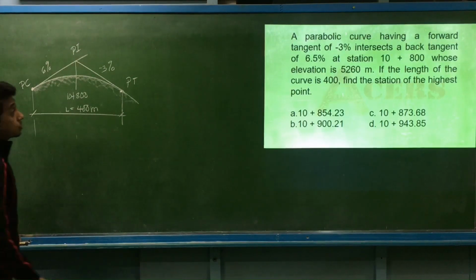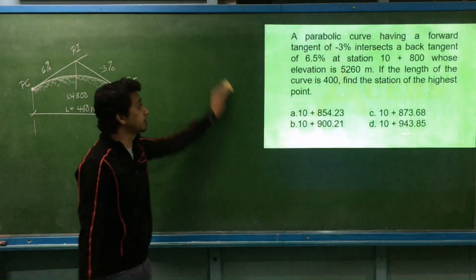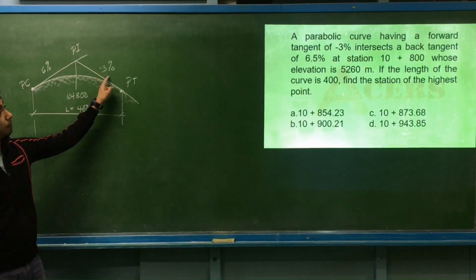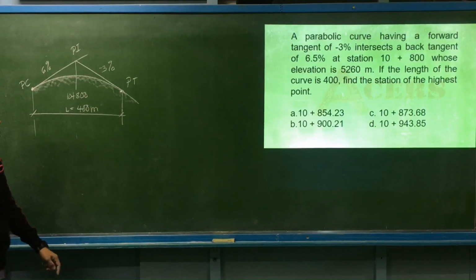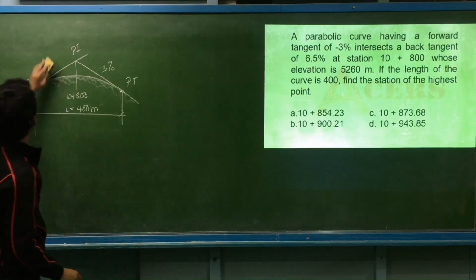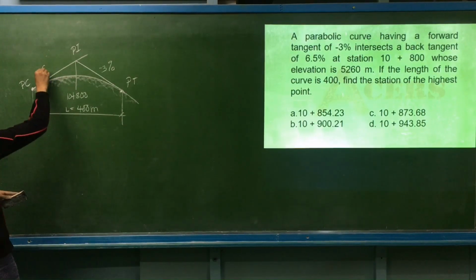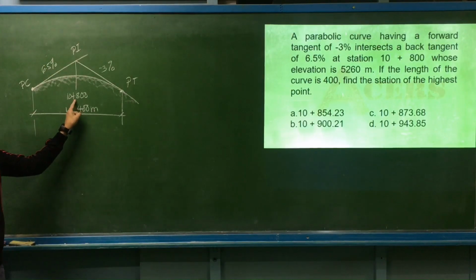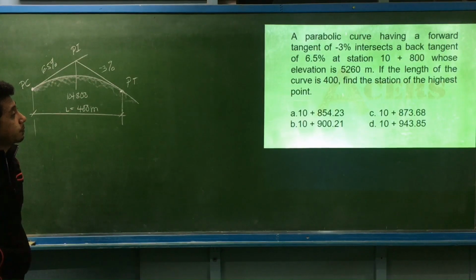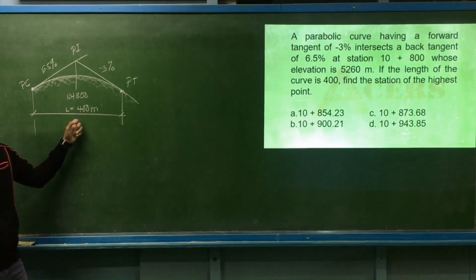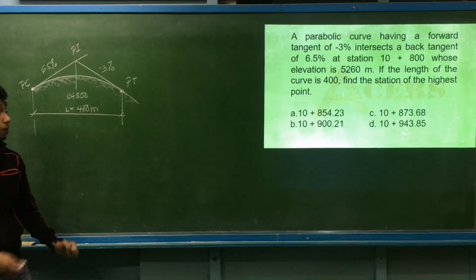Right, so this next example is a parabolic curve. A parabolic curve having a forward tangent of negative 3% intersects a back tangent of 6.5% at station 10 plus 800, whose elevation is 5,260 meters. If the length of the curve is 400 meters, find the station of the highest point.